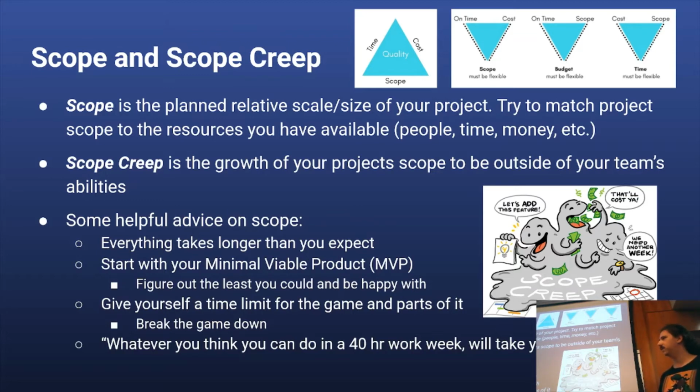Some helpful advice on scope. Like I said, everything takes longer than you expect, always. Start with a minimum viable product. Outline what you would be happy with as a minimum. Like maybe a minimum of 3 levels, a solid core gameplay mechanic, and some art assets. You want to have something in mind where it's like, okay, if we can't implement everything, there is a bottom line where we can make a quality game.